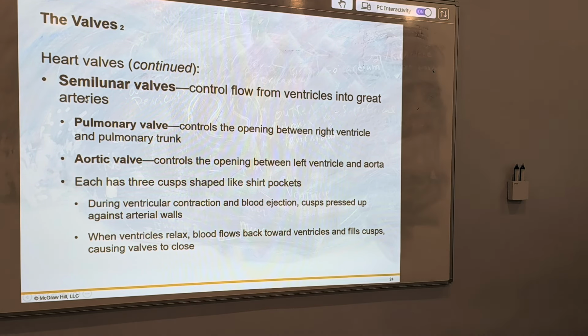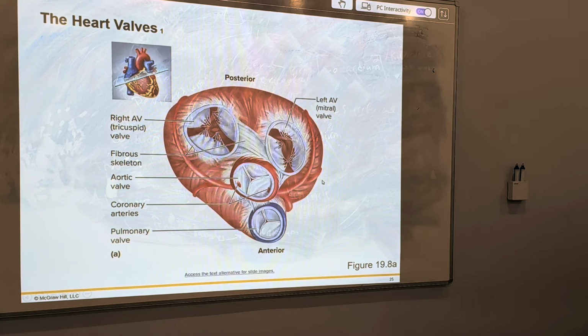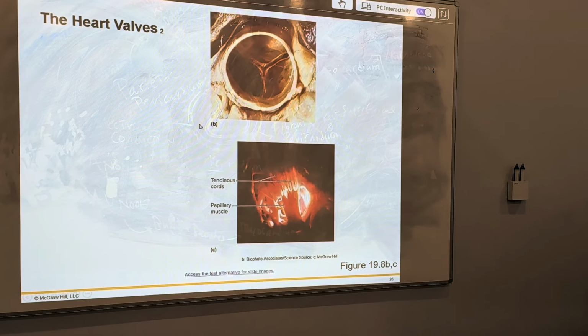Semilunar valves, what are those? They control the flow from the ventricles into the arteries. We have a pulmonary valve that allows blood to go from the right ventricle to the pulmonary trunk, and the aortic valve that controls the opening between the left ventricle and the aorta. You see?